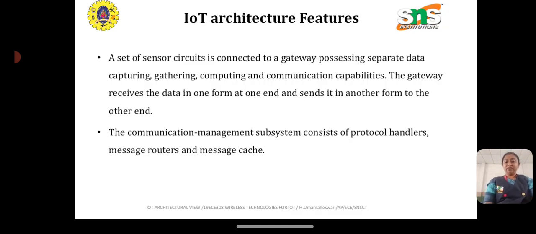In the gather process we have sensors. That set of sensor circuits is connected to a gateway with separate data capturing and gathering, computing, and communication capabilities. The gateway receives the data in one form at one end and sends it in another form to the other end. The communication management subsystem also consists of various protocol handlers and message routers, and it caches various messages.